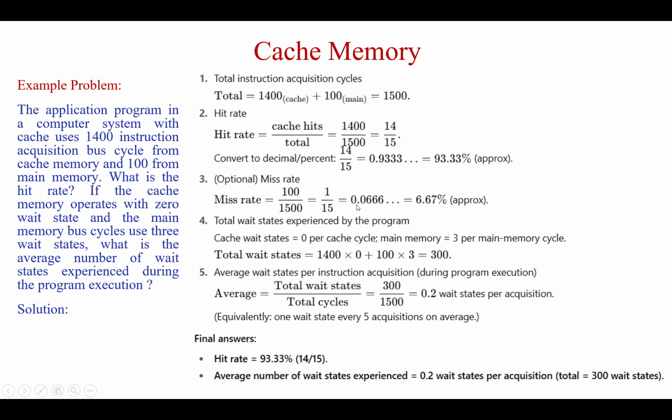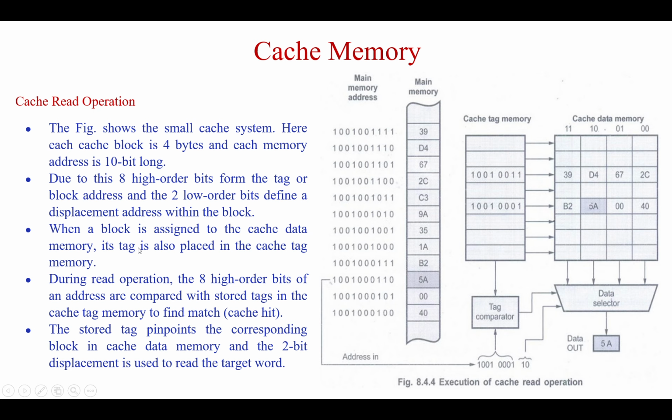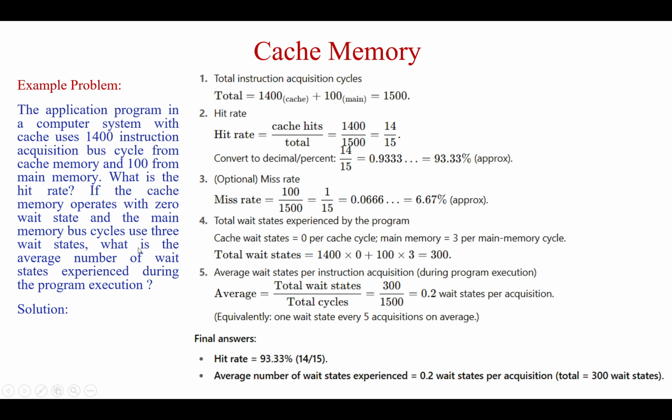If you know the hit rate, obviously we can calculate the miss rate. 100 minus 93.33 is 6.67 percent, that is the miss rate. That is optional; if you want, you can calculate it. Next, the total wait states experienced by the program equals the cache wait state, which is 0 per cycle as given here, and for main memory, 3 wait states per main memory cycle.